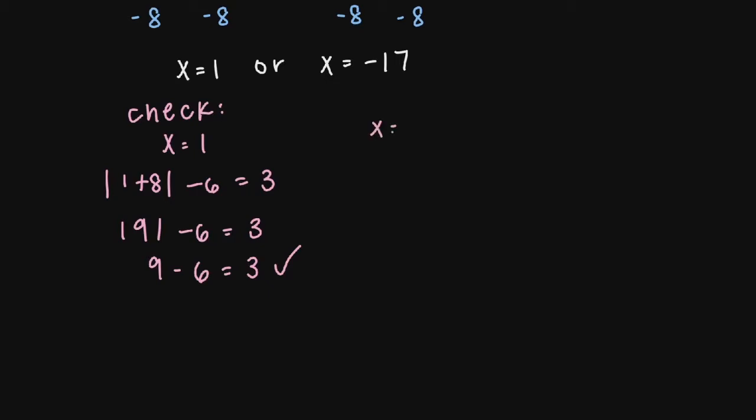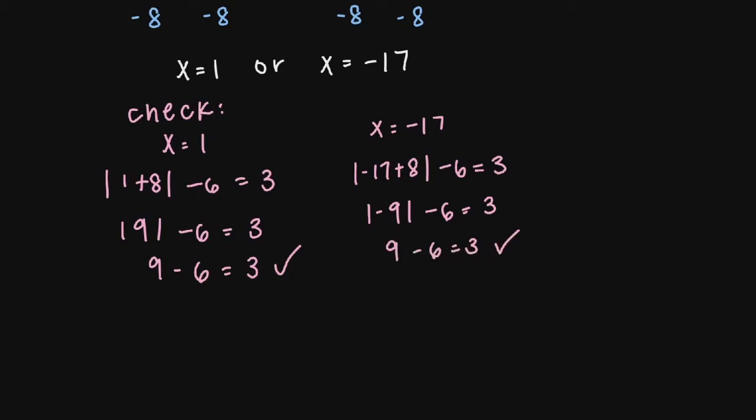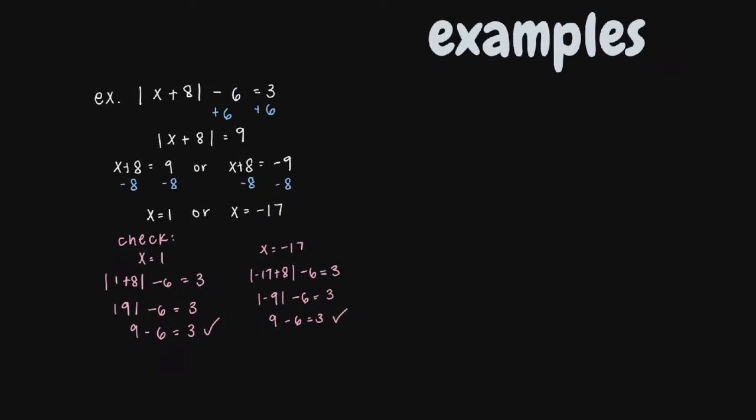Now we have to check negative 17. So we're going to plug in negative 17 in for x. Negative 17 plus 8 is negative 9. And the absolute value of negative 9 is 9. So this one works as well. So that means the final answer would be both solutions here. It would be both x equals 1 and x equals negative 17. Both of those answers are correct.